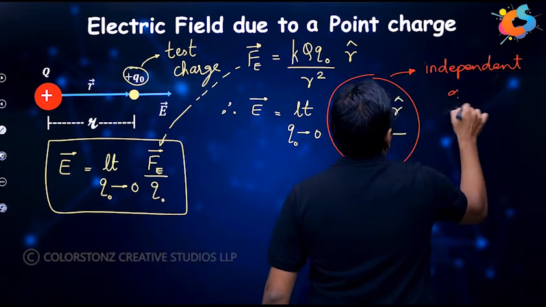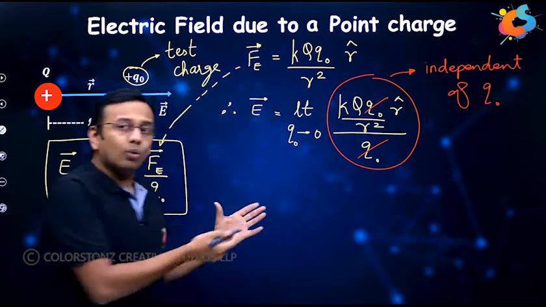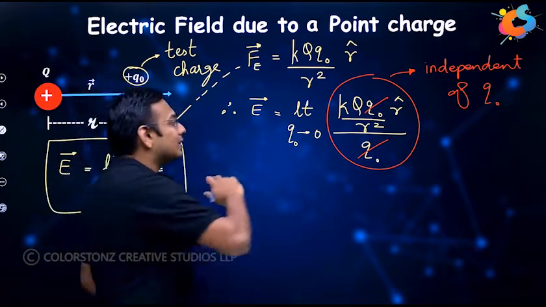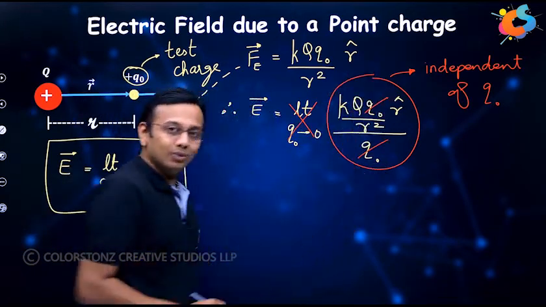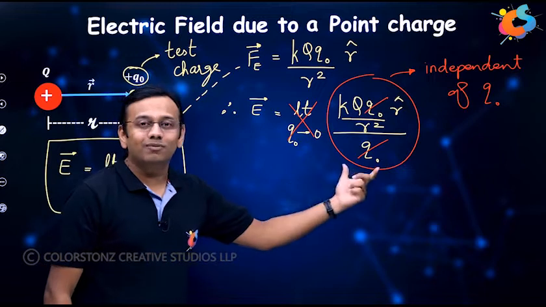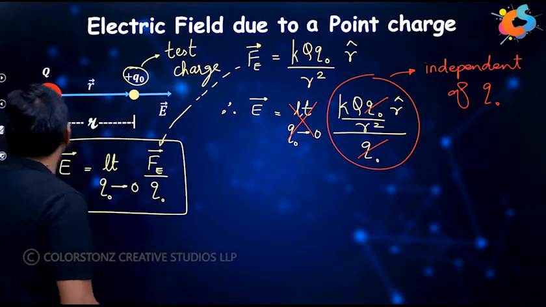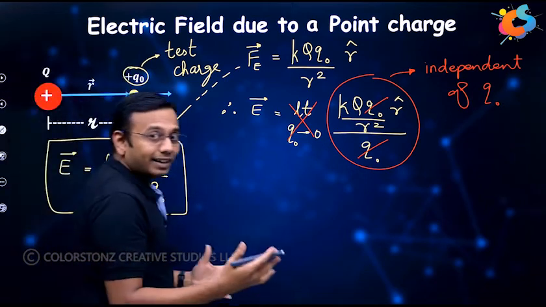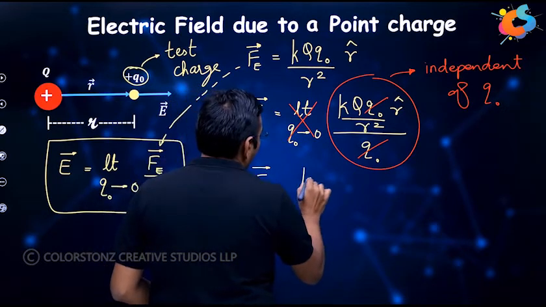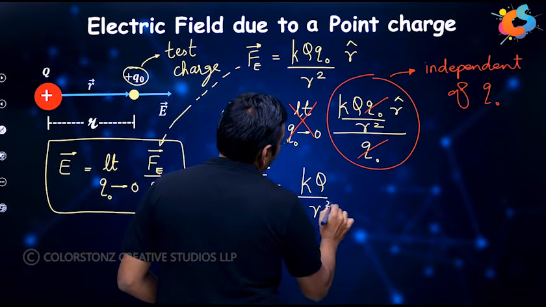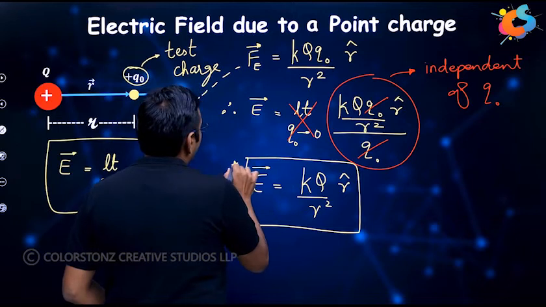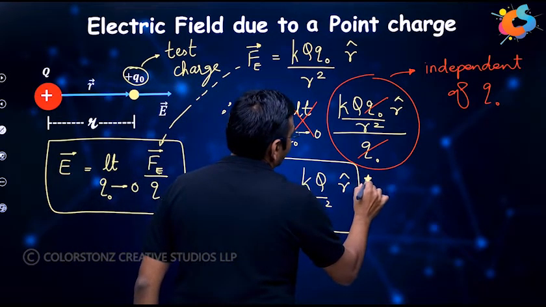If it is independent of Q naught, then there is no role of this limit. If the variable itself is not there, why will we apply the limit? So this limit is also gone away. And what remains is what we wanted to derive, that is the expression for electric field produced by a point charge. So the final expression that we get is E vector is equal to KQ by R square R cap. And this is the strength of electric field produced by a point charge.